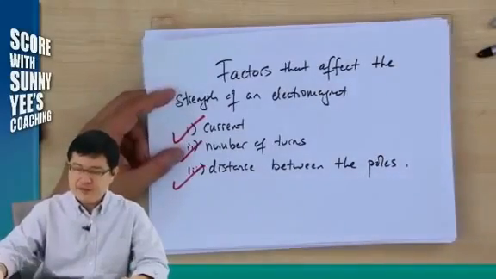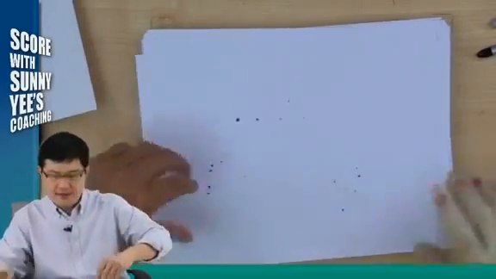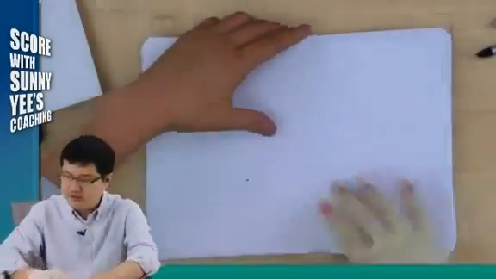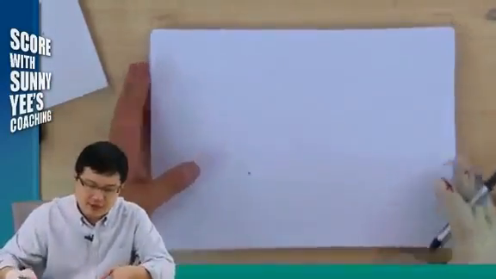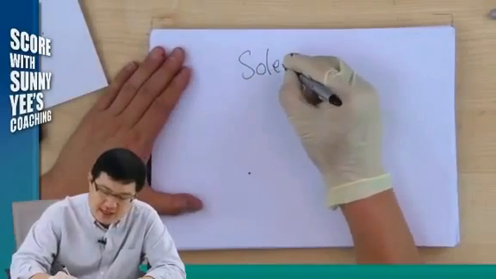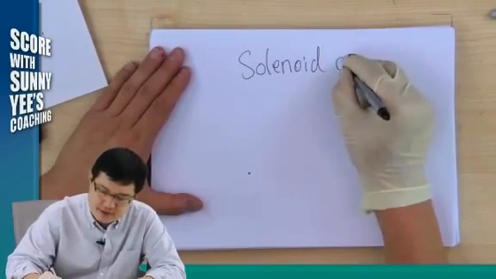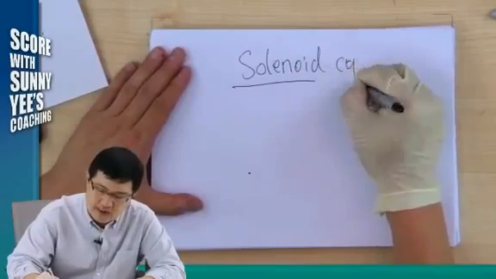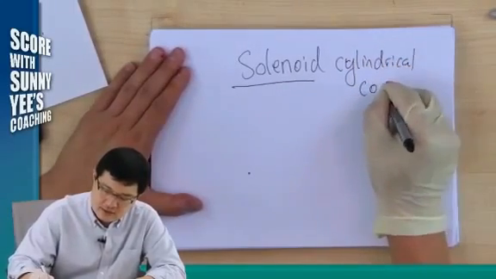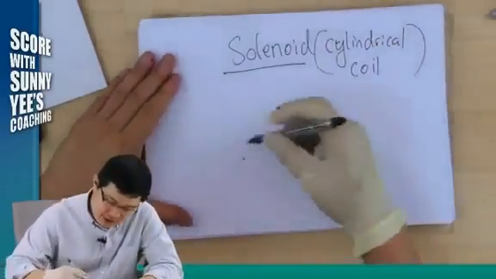Now, let's consider the solenoid. I want you to look at the solenoid first. A solenoid is a cylindrical coil. Cylindrical coil. Okay.